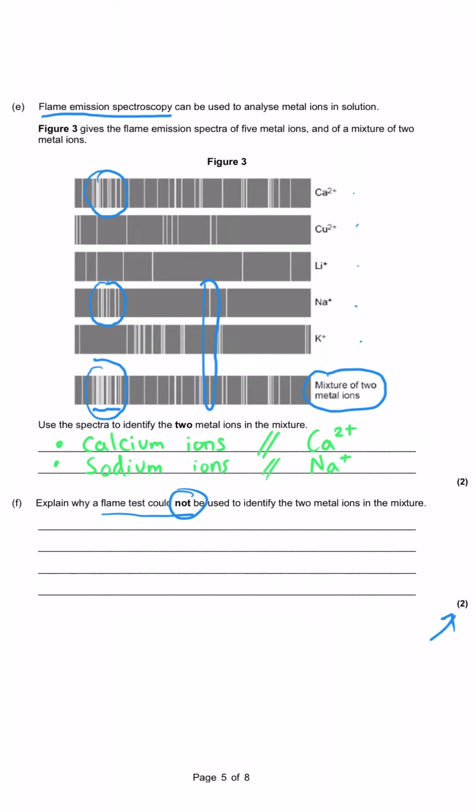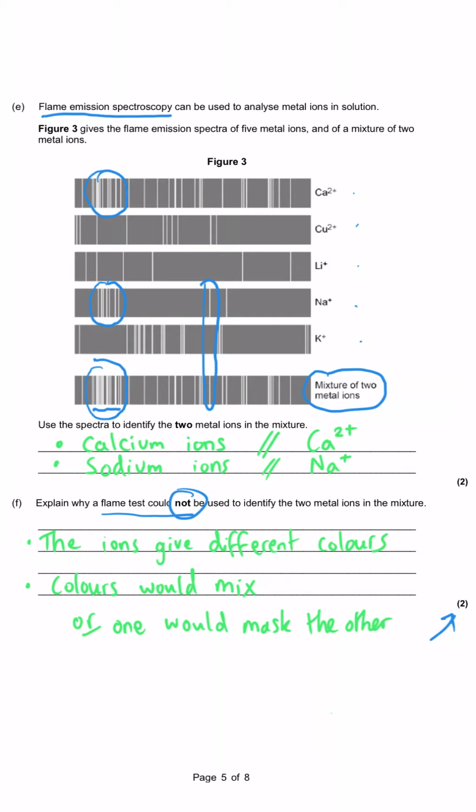So first of all, calcium and sodium's flames, whilst they're not identical, they are similar. And so these colours would probably mix together or they would mask each other. And that's all you need to write for these marks. You could go into detail about what the colours are for sodium, which is yellow, and orange-red for calcium. That's absolutely fine, but you don't actually need to here. And I think if you do that, you run the risk of misremembering one of the colours and then therefore losing the mark.